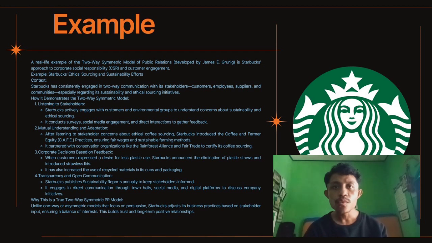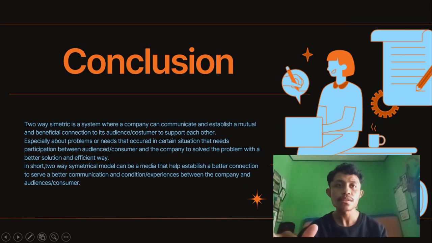Why is it a two-way symmetric PR model? Unlike one-way or asymmetric models that focus on persuasion, Starbucks adjusts its business practices based on the stakeholders' input, ensuring a balance of interests. This builds trust and long-term positive relationships.